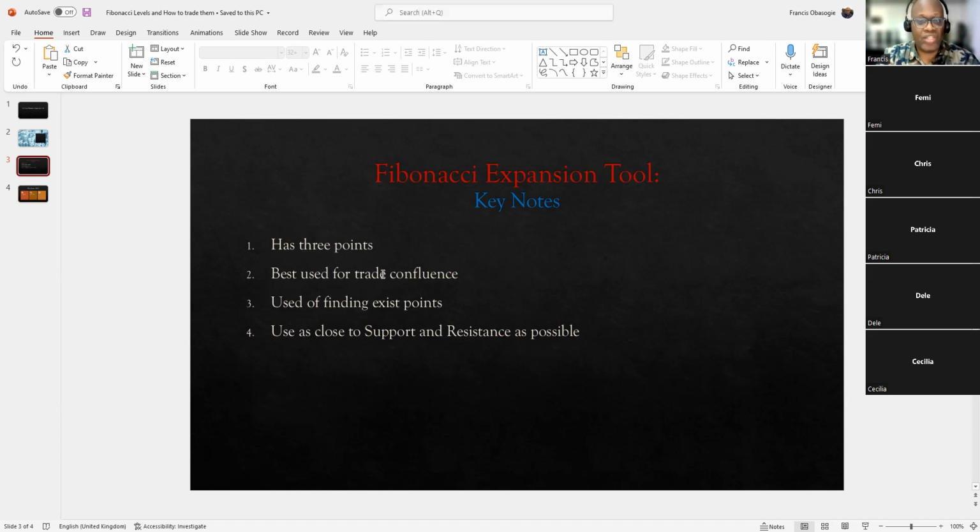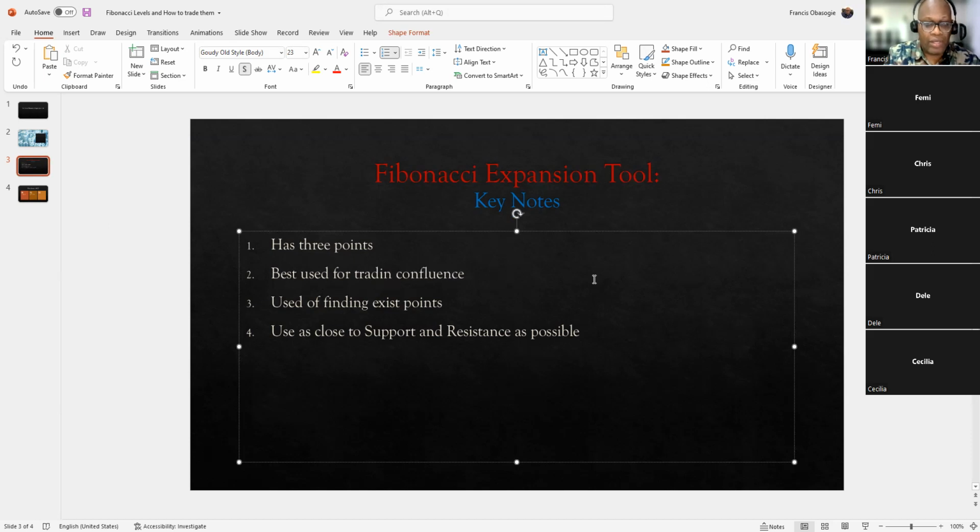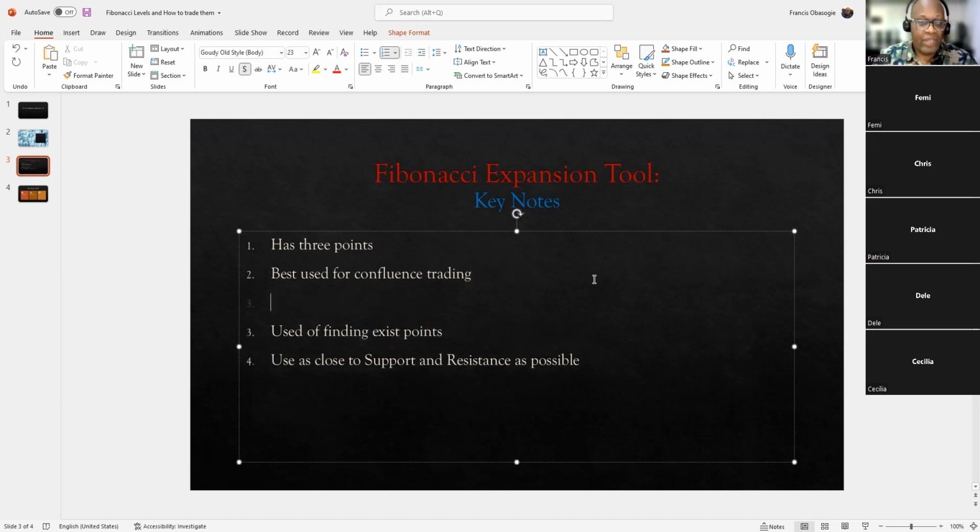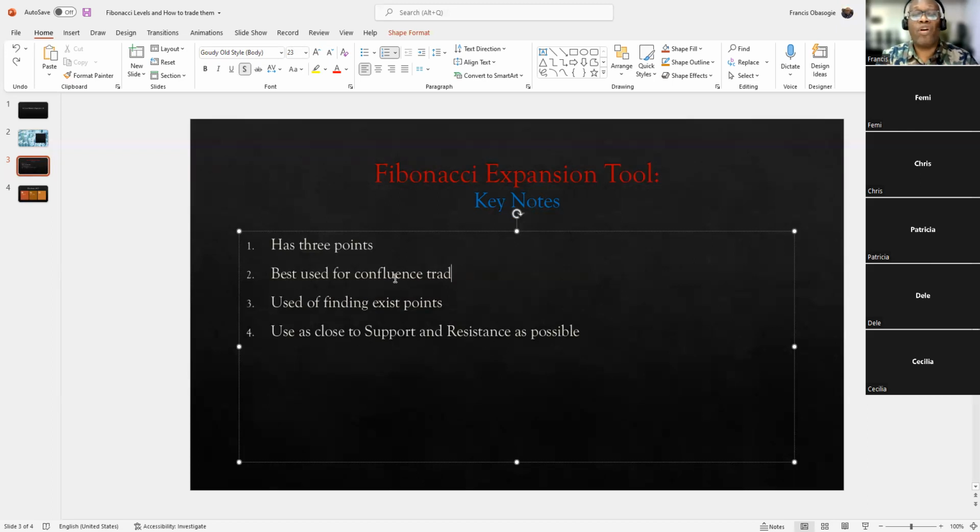trading confluence. Let's change that. Let's just change that in front of you. You know what? Let's call it confluence trading. Let's be grammatically correct. So it is best used for confluence trading. And point number 3 there says it is used for finding exit points, as opposed to entries.